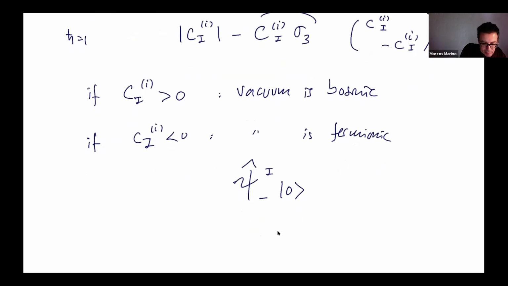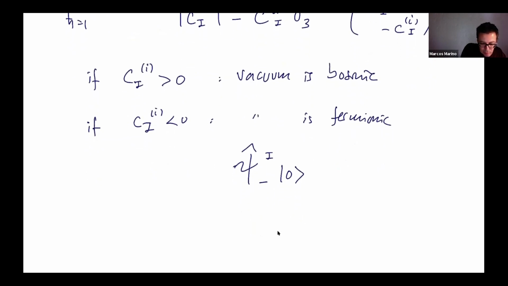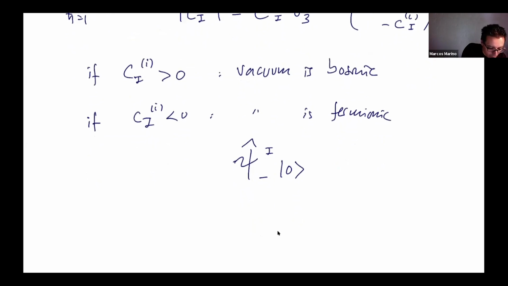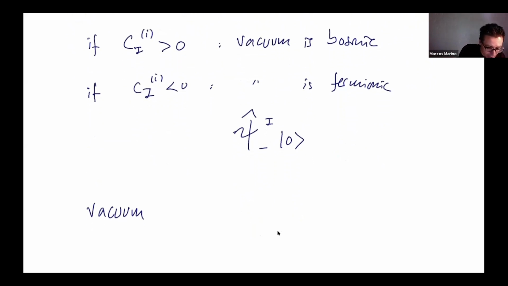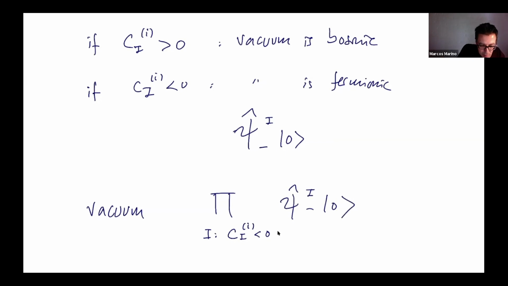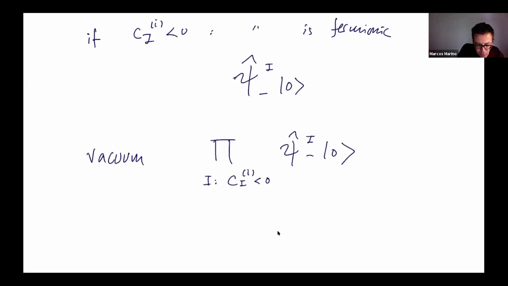So the consequence of all this is that when you take into account all the oscillators, the bosonic structure of the vacuum will be just a bunch of harmonic oscillators peaked around the critical point. But the fermionic structure will be a product over all the i's such that c_i is negative, with c_i minus acting on zero. So the number of fermionic operators here is the number of negative eigenvalues.